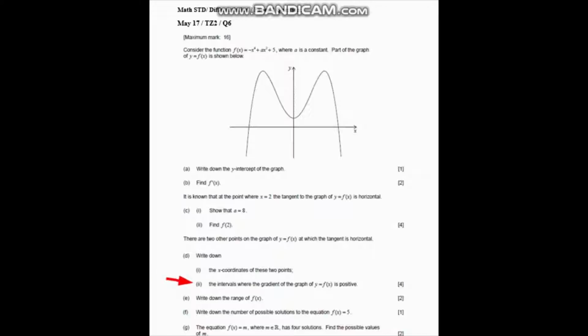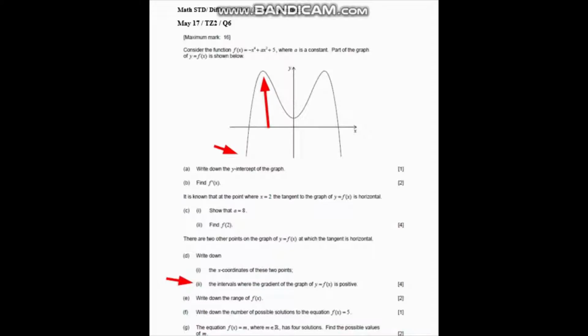Next, you are required to find the intervals where the gradient of the graph of y equals f of x is positive. So the gradient is positive when the function is increasing, and the function is increasing in 2 intervals. The first interval has no beginning and it ends at this point right there, which is x equals negative 2. Hence, for x less than negative 2, the function is increasing. And since we don't have limits to the function, there is no lower limit. It's just x less than negative 2.